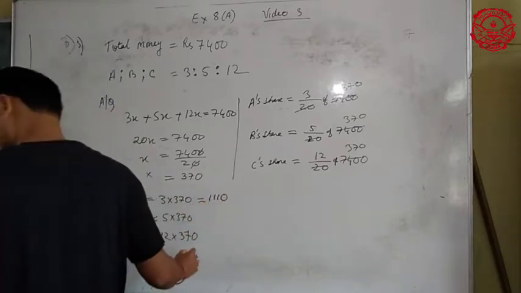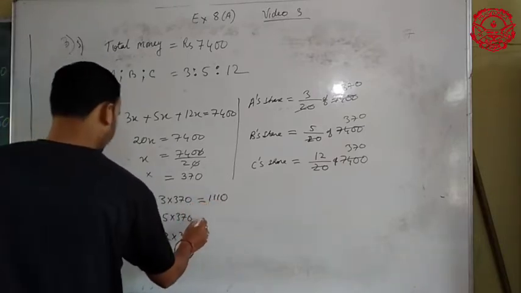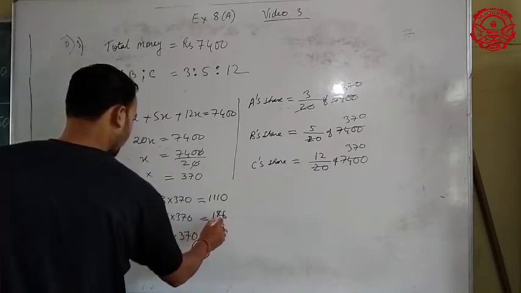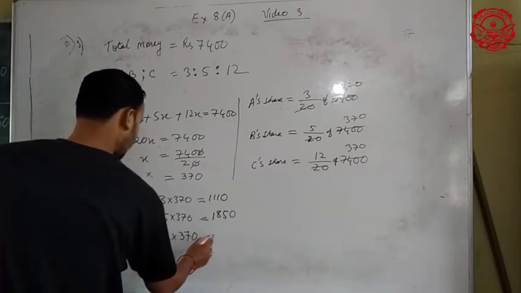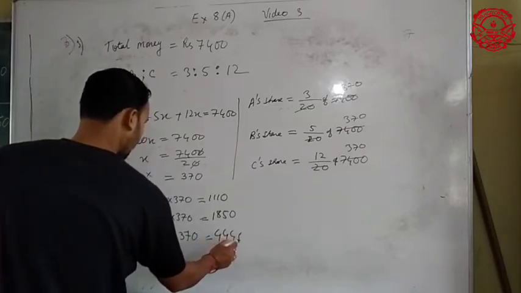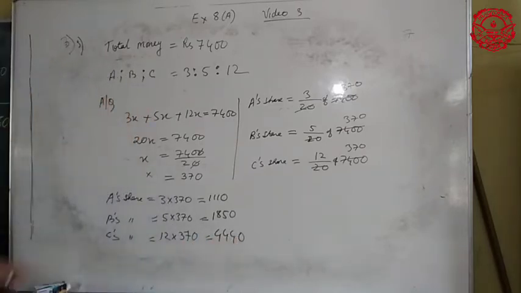The answers will be 1110, then 1850, and 4440. I have done this earlier, so I am directly writing the answer. This is the amount of money A, B, and C are getting. Fine, we move on then.